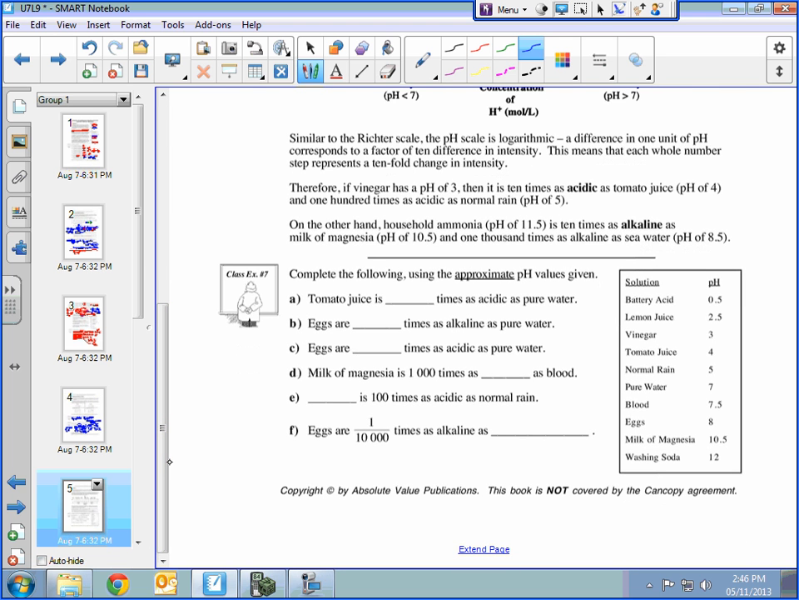So let's just go right into this. If I have tomato juice, guys, tomato juice is how many times more acidic as pure water? So look, tomato juice is right here. Pure water is right here.